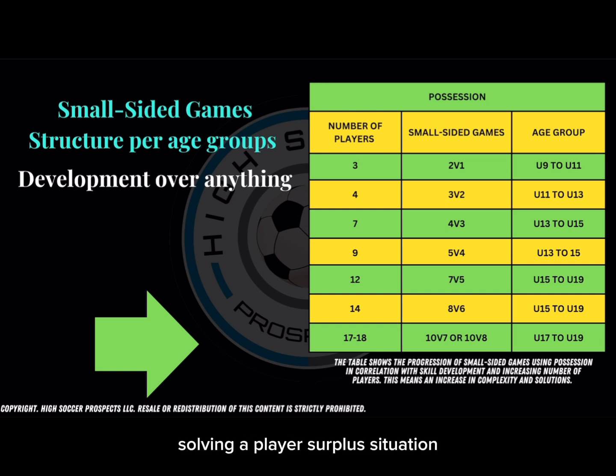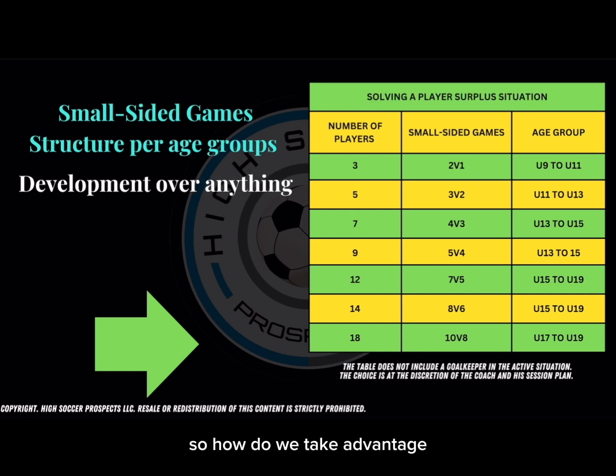And then the last one is solving a player surplus situation. So how do we take advantage when we have an overload? 2v1, 3v2, 4v3, 5v4, 7v5, 8v6, 10v8, whatever the numbers are. How do we take advantage when we have that overload? And those are the 3 pieces really for small-sided game structures per age group. And you can see as the age group raises, so from U9 all the way through to U19, we're developing this over time. It's not take U9 and go straight to 10v8 or 7v7. It's developing the little pieces in the long run, and that is so important for me.